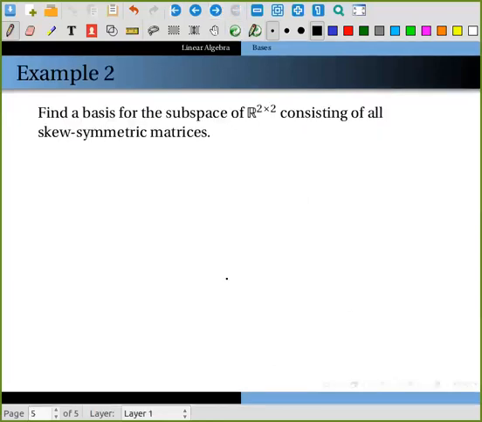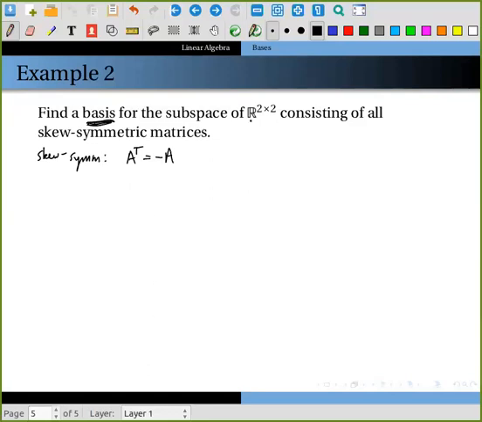Here's another example. This one says to find a basis, so find a spanning set of linearly independent vectors. That's what we're charged with finding here. Find a basis for the subspace of our 2x2 matrices consisting of all the skew symmetric matrices. So we have to first remember what it means to be skew symmetric. Skew symmetry says that our matrices have to satisfy A transpose equals minus A, negative A.